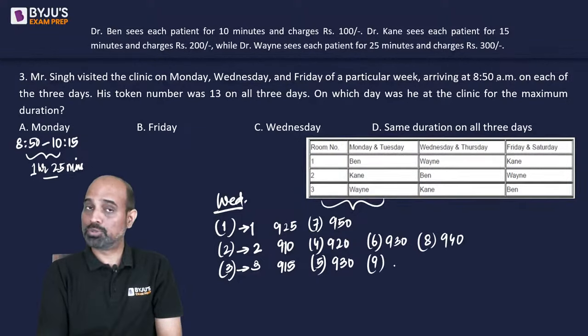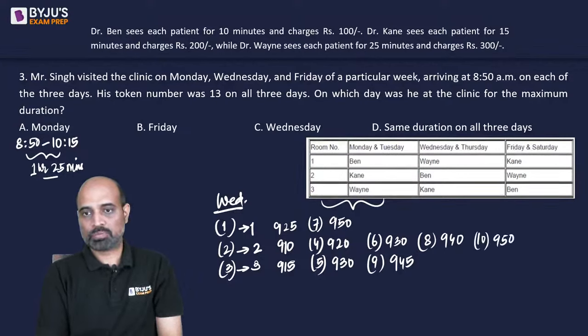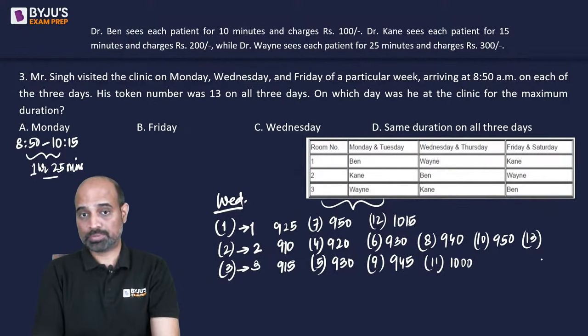Token number 9 will go to room number 3. He will get done by 9:45. Token number 10 will prefer room number 2 because that's the only room that is vacant. Token number 11 will prefer room number 3, so he will get done by 10. Token number 12 will prefer room number 1. Here he will take another 25 minutes, so he will get done by 10:15. And then token number 13, that is Mr. Singh, is going to enter room number 2 and he will get done by 10.